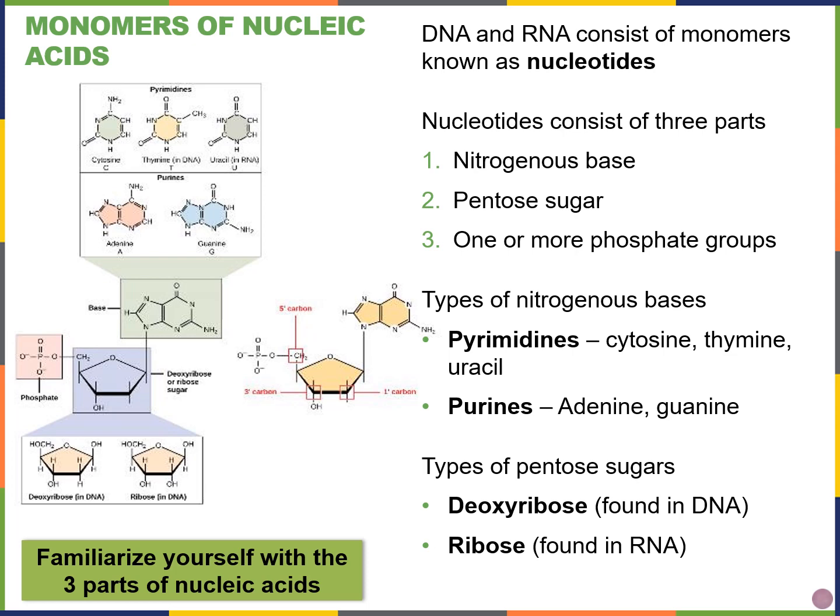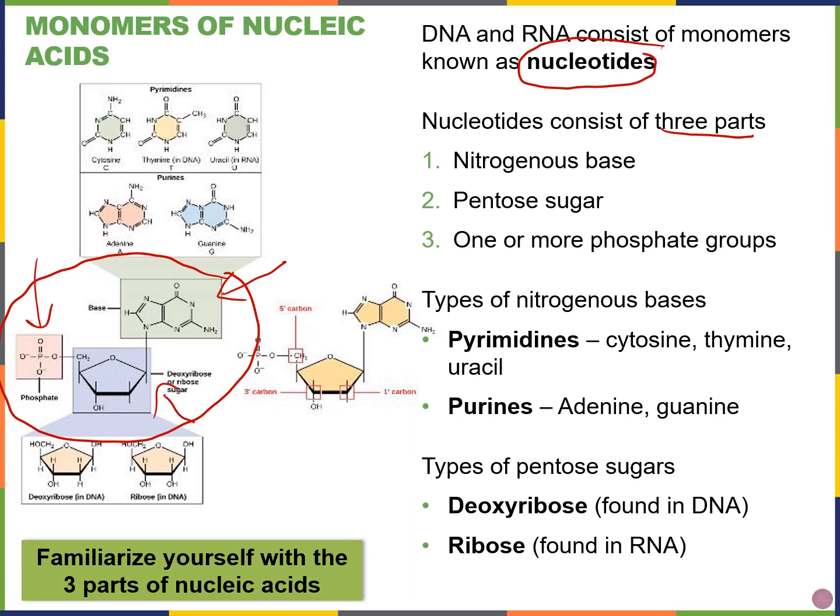So looking back, when we were talking about carbohydrates, monosaccharides were the monomers of carbs, proteins were made of amino acids, and now looking at nucleic acids, the monomers of DNA and RNA are nucleotides. And nucleotides are made of three different parts. Here's one nucleotide over here. The first part is the nitrogenous base. Then we have our pentose sugar, and we have one or more phosphate groups attached to the sugar.